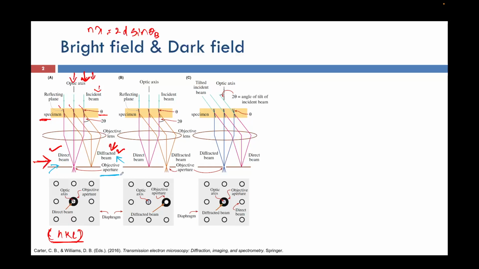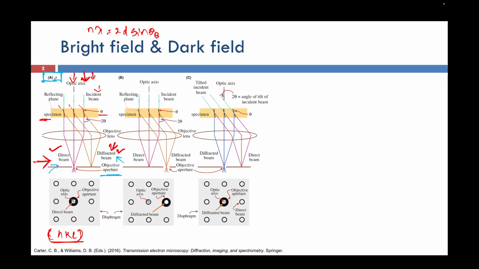Where are we keeping the aperture? Let's say I am keeping the aperture in my objective lens system. So in the objective lens system I am keeping an objective aperture. What is the job of the aperture? The role of the aperture is to block the unwanted beam. In this case, if I am considering case number A, what is my unwanted beam?